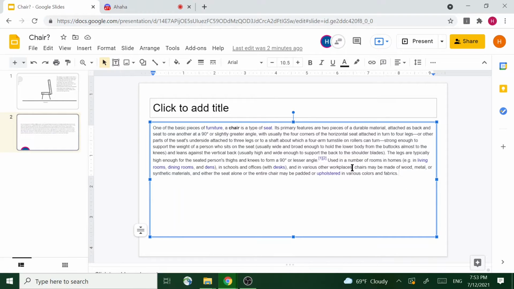Yeah, he's describing. He's not defining a chair. He's describing what chairs exist in the world. This is a description of chairs. All right, so this isn't very helpful.